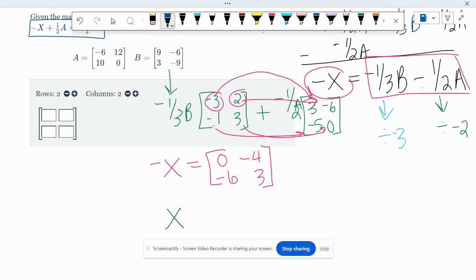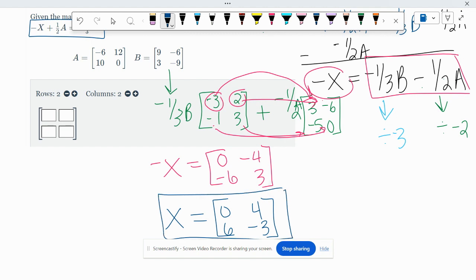I want to know what positive x is. So that just means you change the sign of everything. The opposite of a 0 is still a 0, but the opposite of negative 4 is positive 4. The opposite of negative 6 is positive 6, and the opposite of positive 3 is negative 3. So this is the first example matrix equation.